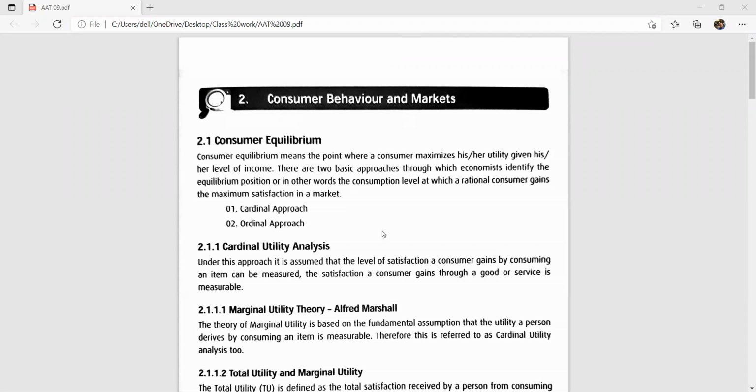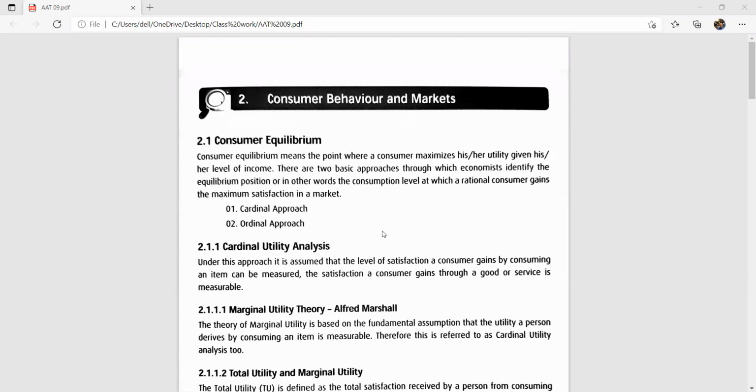Today we are going to discuss consumer behavior and market. Actually, we studied demand supply analysis, including consumer equilibrium. Now you have a particular idea about consumer equilibrium. We understood demand as well as supply as basic market forces. Demand means the quantity of goods and services that buyers are willing and able to buy at a given price over a period of time.